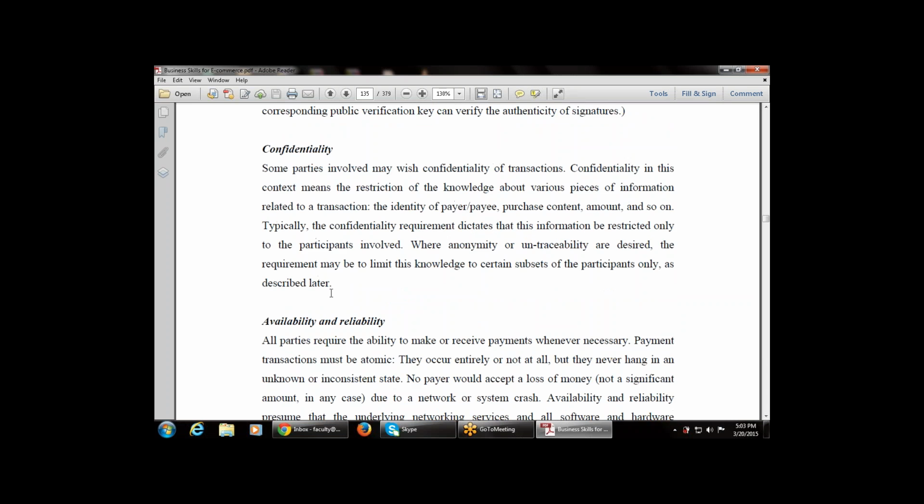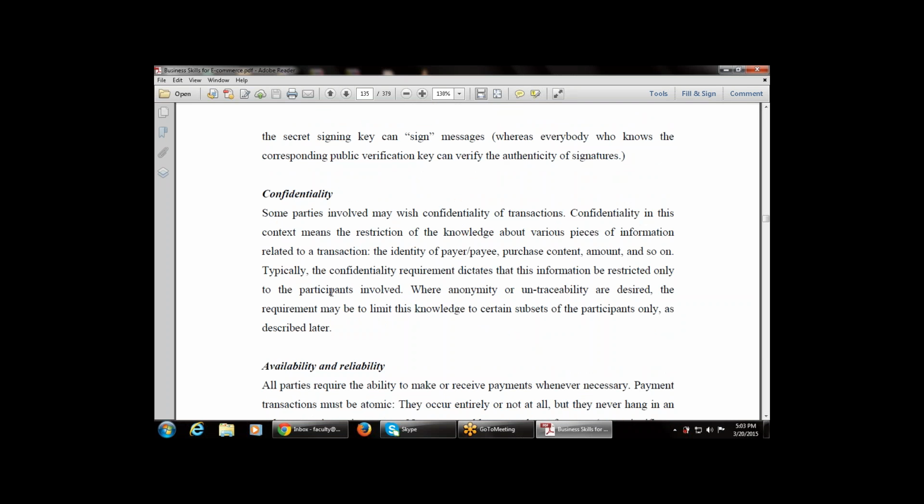Then next is confidentiality. So one is integrity and authorization, next is confidentiality, that is, the information must be kept confidential among the different parties. Then availability and reliability, that is, whether the information is available or not, and whether the information is reliable or not.